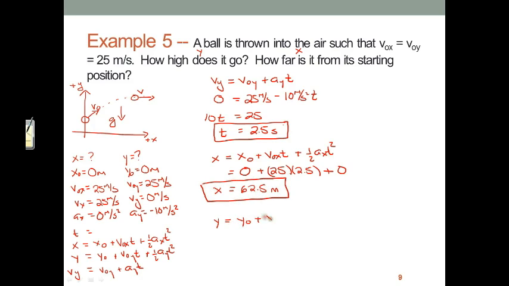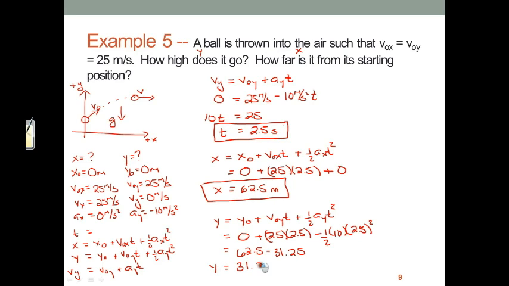Using the middle equation to find the vertical position. We assumed y naught was 0. V naught y is 25. T is 2.5 still. A sub y is negative 10, so I move the negative sign out in front. And t is still 2.5. 25 times 2.5, as we found above, is 62.5. One half of 10 times 2.5 squared turns out to be negative 31.25, which gives us a total height of 31.25 meters.